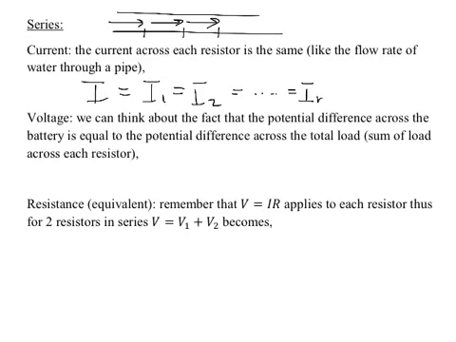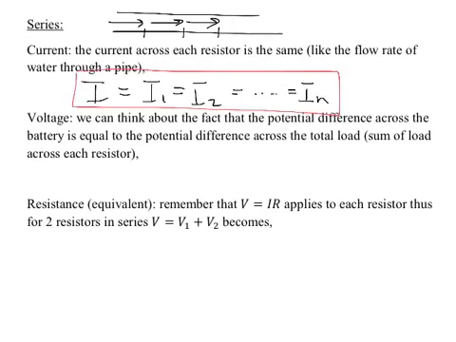So we'll say I1 equals I2 equals IN, IN meaning as many resistors as there are. So if there were 10 resistors, we'd list I equals I1 equals I2 equals I3 equals I4, etc. And this is important to know when we do some calculations in a minute, that the current across each resistor in series is the same.